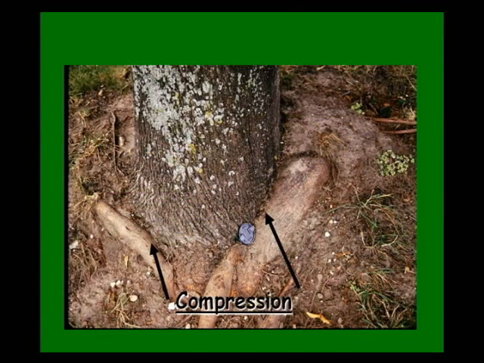This is what girdling roots look like without the excavation. These roots literally are compressing against the tree. That's a camera lens right there. You can see how this root is growing around the tree rather than away from the tree, and it's actually pressing up against the tree.